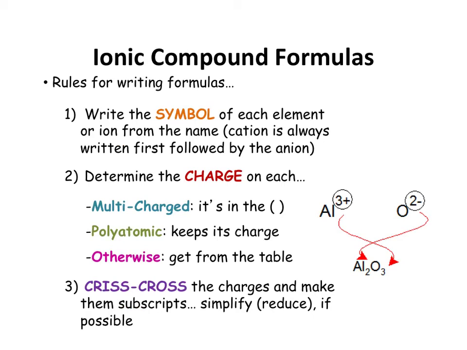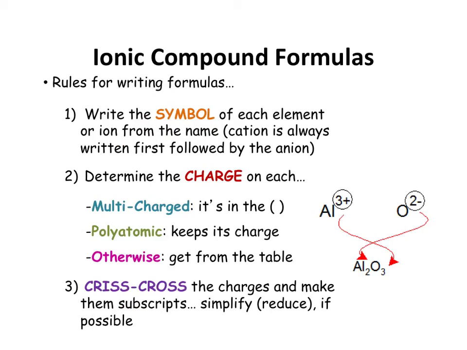First thing you do, you look at the name and you write the symbol of each element from the name. And the cation is always written first, the plus is always written first, followed by the anion, the negative. So we write the symbols from the name. Then we write the charges for each. Well, where do you get the charges from? If it's a multi-charged metal, they have to give you the charge in parentheses as a Roman numeral.